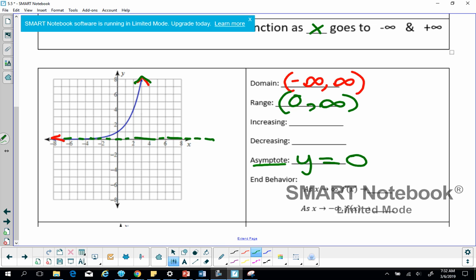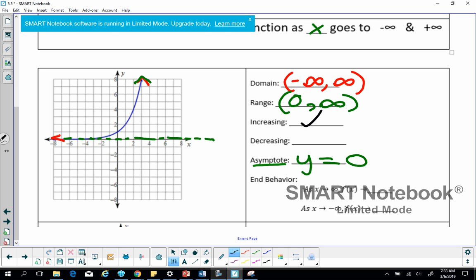Now, as I'm looking, is this function increasing or decreasing? Because remember, I read it left to right. Is it increasing or decreasing? Is it going up or down? Up, right? And I read it left to right. So since it's increasing, I'm going to put a little check on increasing.